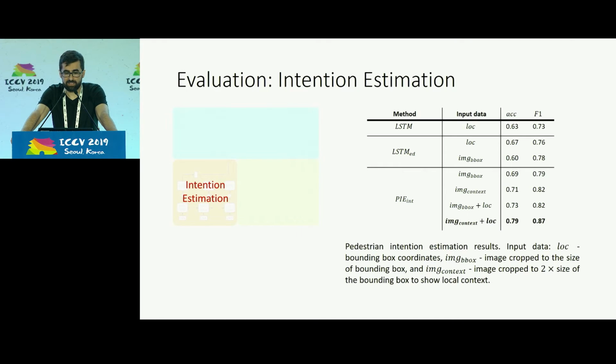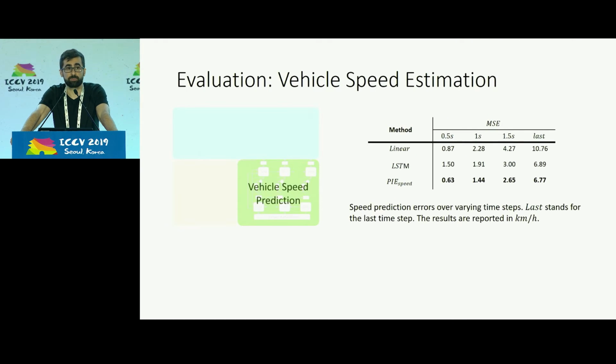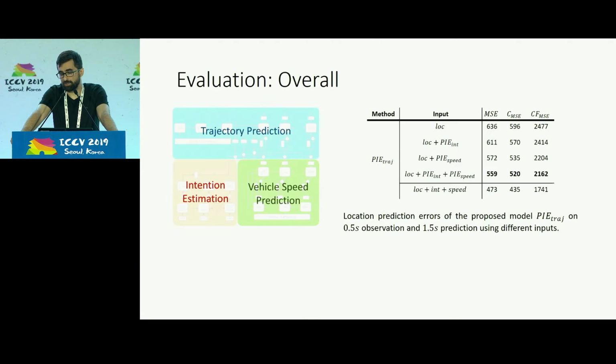And last but not least is the module that predicts the future speed of the vehicle given the current sensor readings. Putting all of these modules together, you can see that gradually adding this new information to the trajectory estimation stream can potentially improve the results.